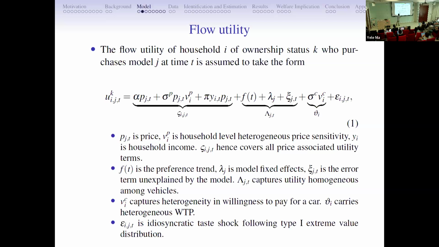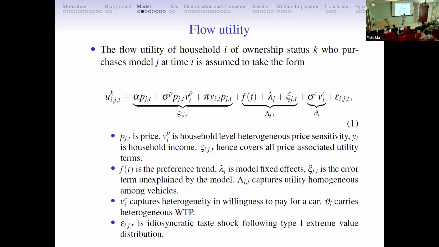And the first term is about the utility from purchasing a vehicle, and it's related to price and price heterogeneity. y_it here is income, so we also consider the heterogeneous demand associated with income here.